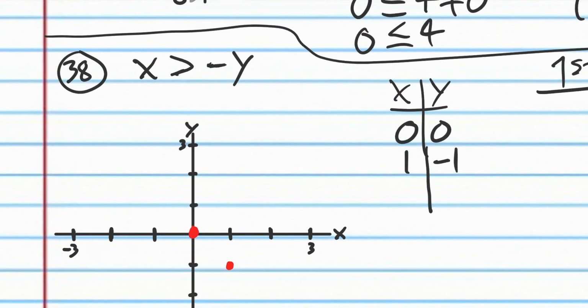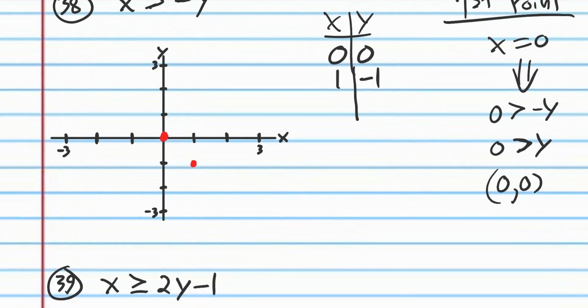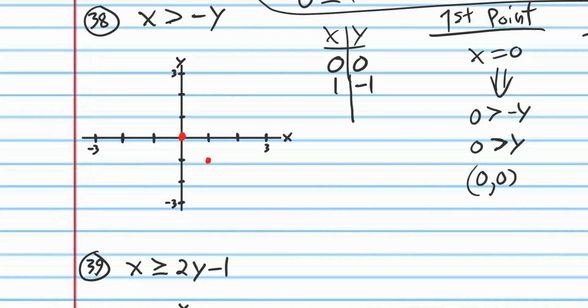But in this problem, it's not equal to. It's just greater than. So what that means is we cannot draw a full line. We have to draw a dotted line, because our solutions are not going to be on the actual line. They're going to be on one of the other sides of the line. So you just keep that a dotted line.